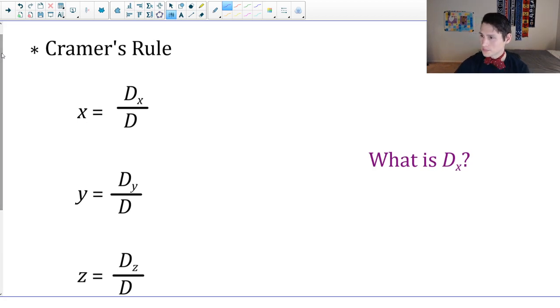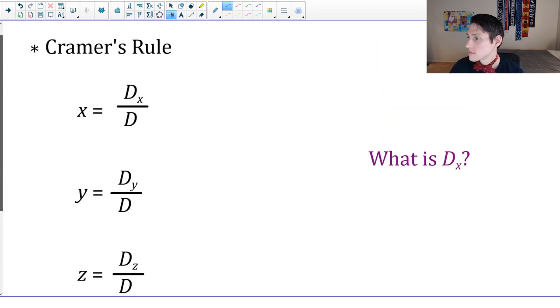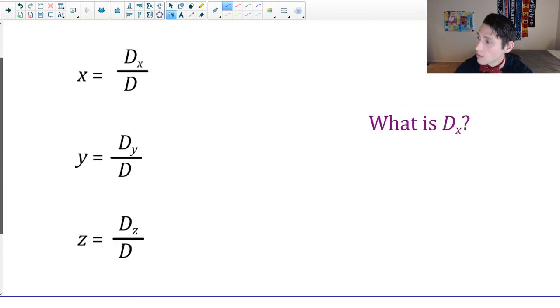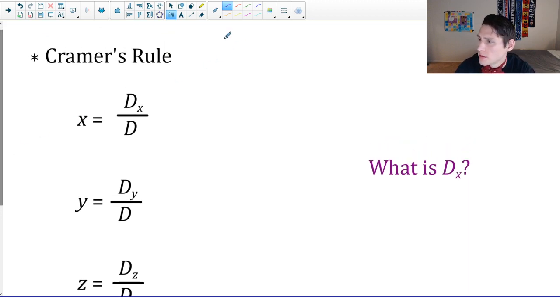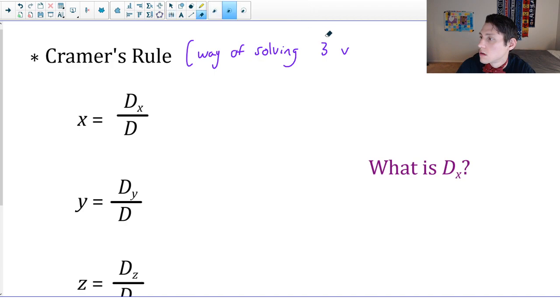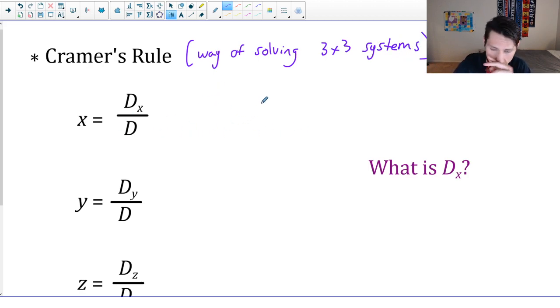Okay. Cramer's rule. This is our last thing that we're going to learn. It's a way of solving 3x3 systems. So 3x3 means 3 variables, x, y, z, and 3 equations.